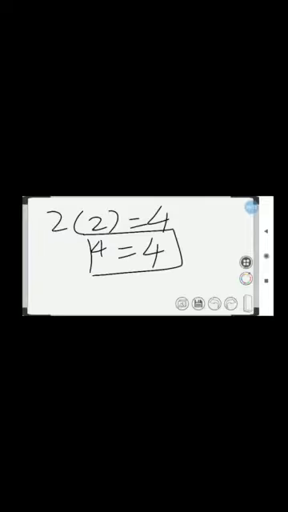Next, instead of x you have to put 2. So 2 into 2 is 4, which is equal to 4. That means the condition 2x equal to 4 will be satisfied at the value x equal to 2. Okay students, this kind of expression is called an equation.